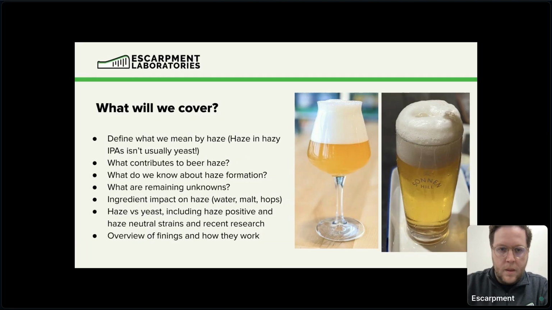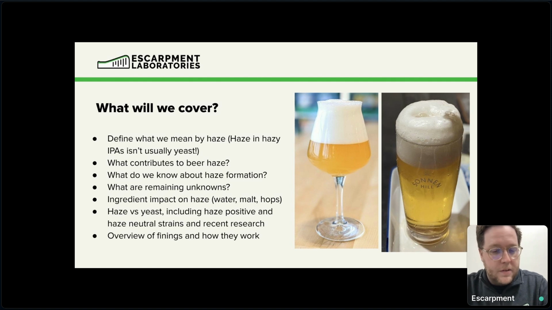Alrighty. Okay, so what are we going to talk about today? We're going to talk about what is haze. What do we mean when we talk about haze? We're also going to make sure that we mention haze and hazy IPAs. It usually isn't yeast. I think that is a preconceived notion that is starting to go away, but I still hear it every so often. I hear people talk about using low flocculating yeast to make hazy beer. You do not need to. There are flocculant yeasts out there that are haze positive, and we'll get into that.